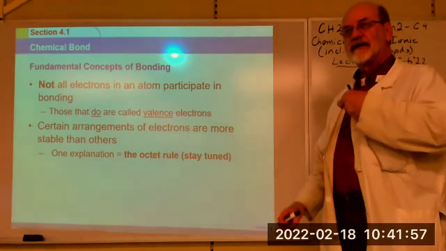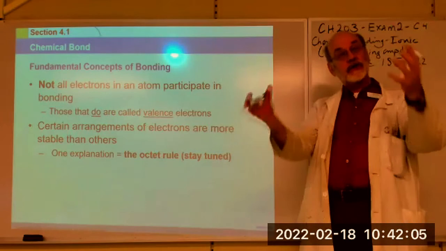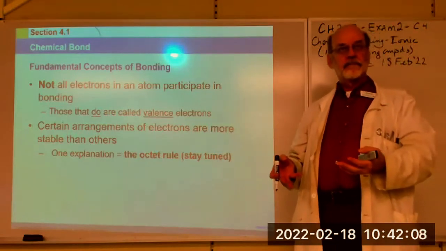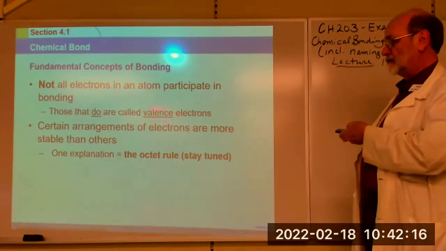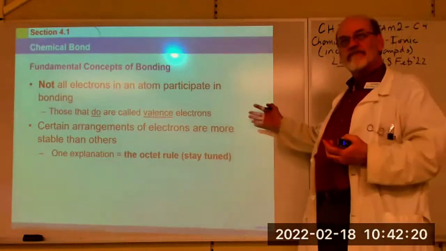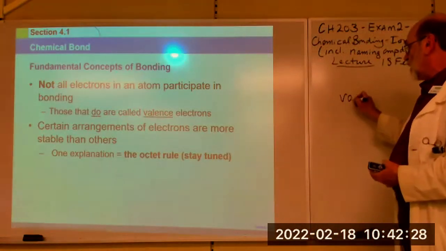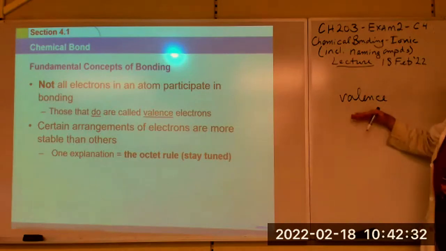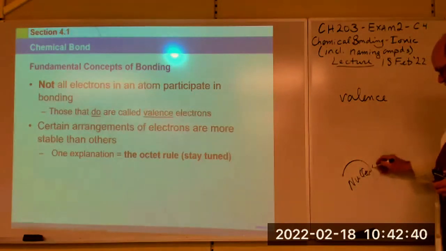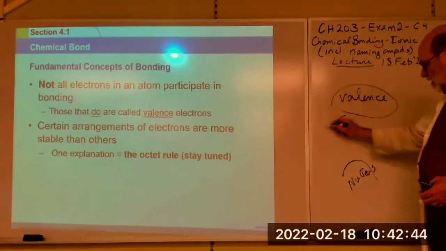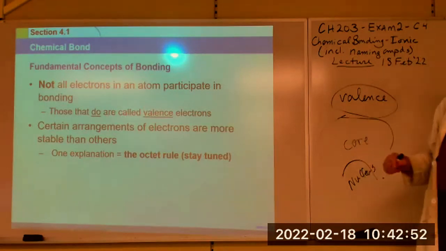Another concept that we need to grasp is the fact that not all the electrons in that region outside the nucleus are involved in bonding. Only a few. And the ones that are called the valence electrons. Now, it's not a big mystery which are the valence electrons. I'm going to tell you how to figure out which ones are which. You have the valence electrons that are involved in bonding, and then everything else, which will be closer to the nucleus. If you have the nucleus here, and the valence electrons are out here, then the rest of the electrons are called core. And they're not involved in bonding, just the valence electrons.